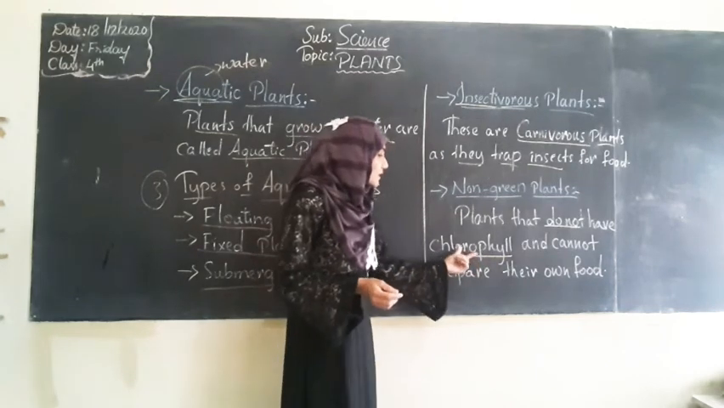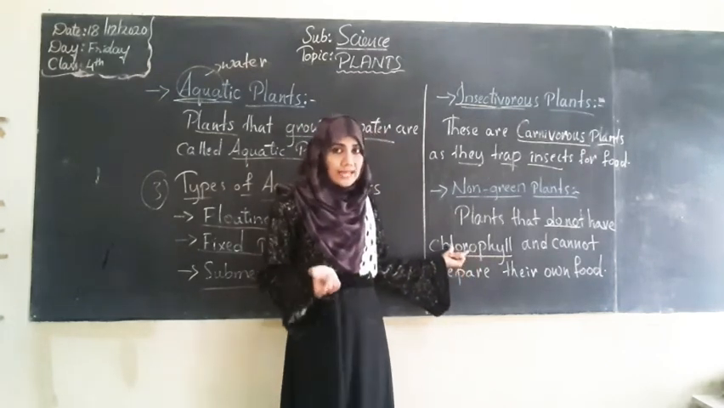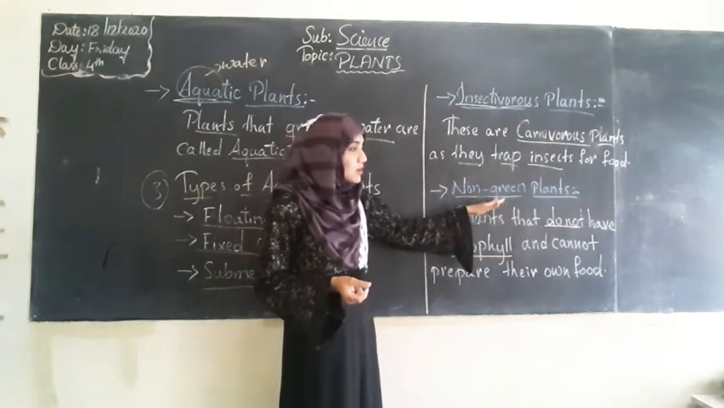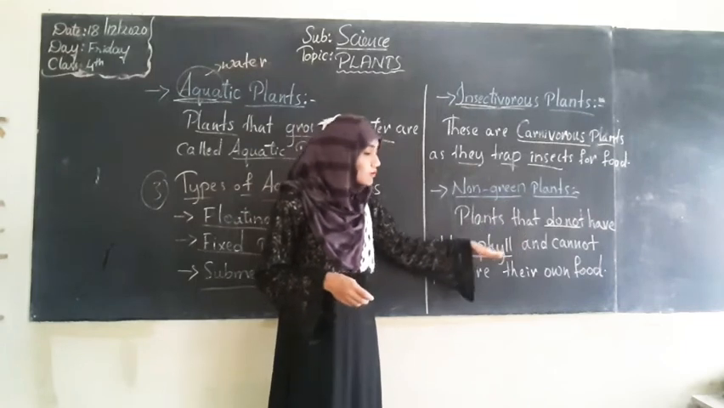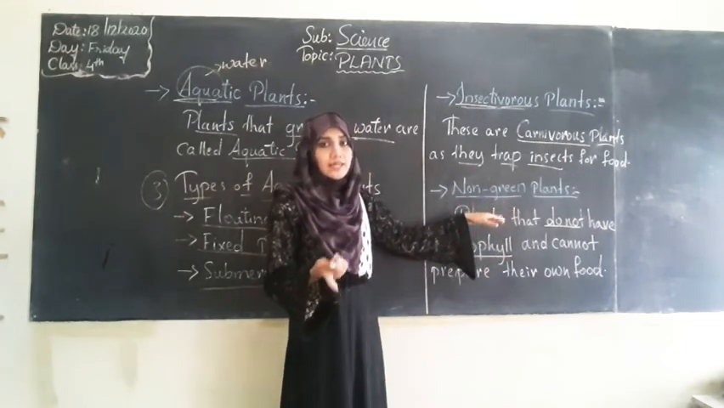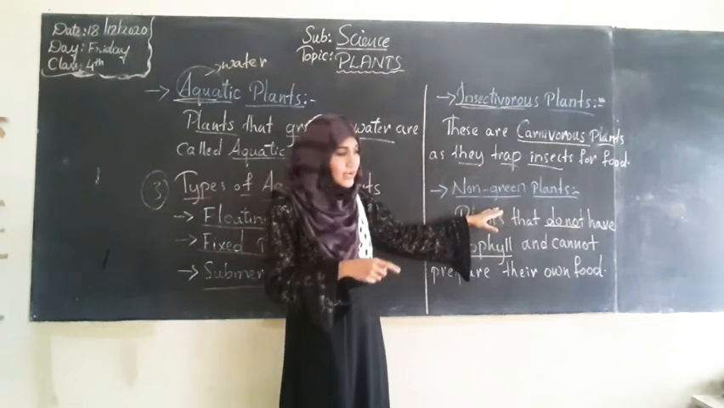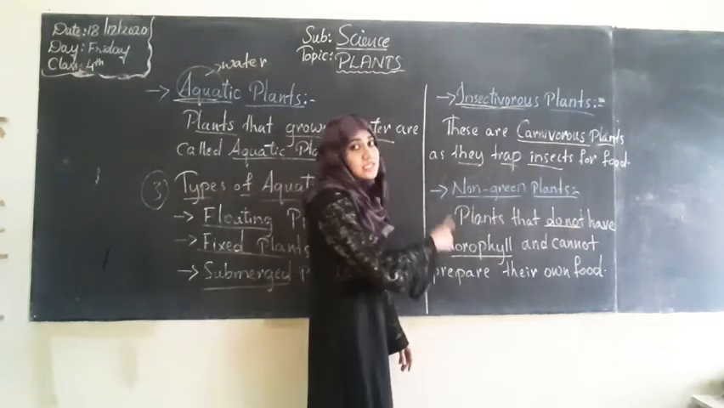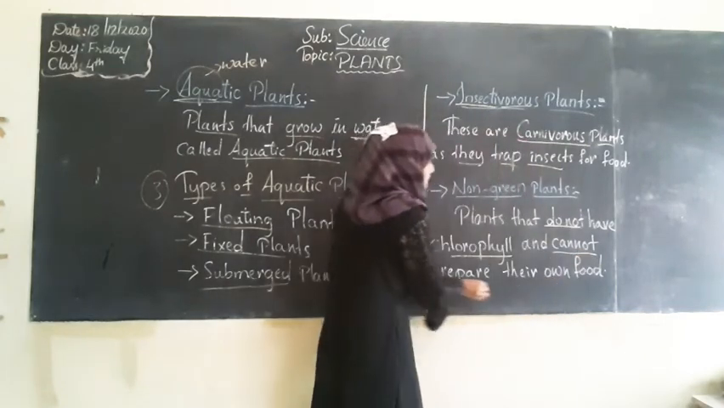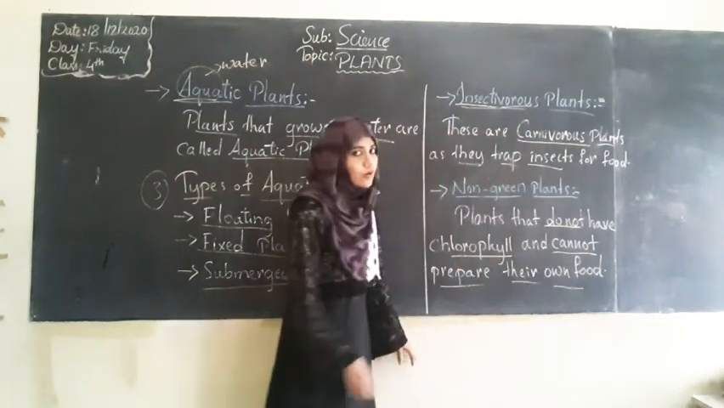So hence, if there is chlorophyll in the plant, then the plant will be green in color. But the plants which do not have chlorophyll in them will not be green in color, hence they are called non-green plants. And this kind of plants are not able to prepare their own food. They cannot prepare their own food.